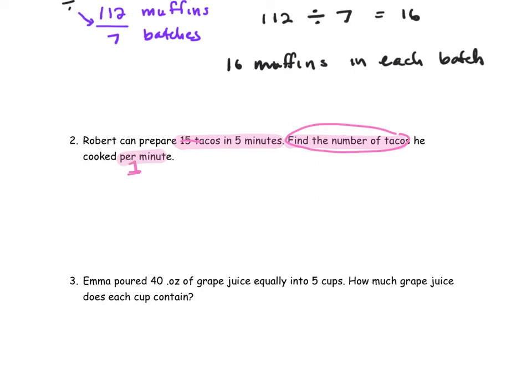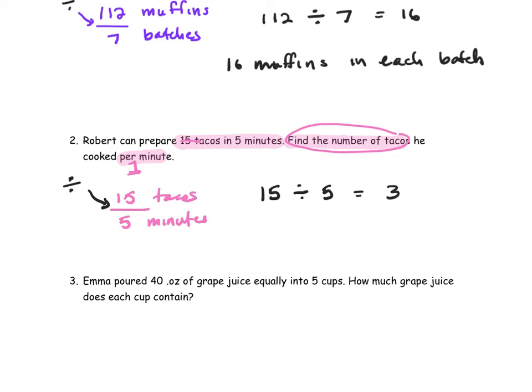So we're going to start with the information that they gave us. They had 15 tacos. Robert can cook 15 tacos in 5 minutes. Once again, this ratio fraction bar also means division. So we're going to use this as a shortcut. We're going to take 15 divided by 5, and that will give us 3.